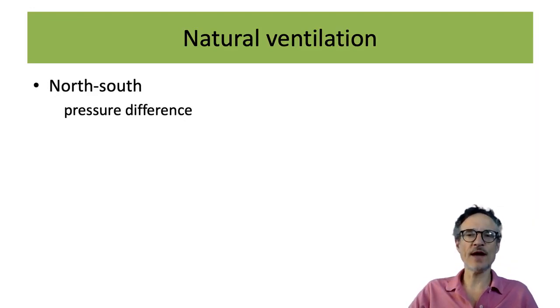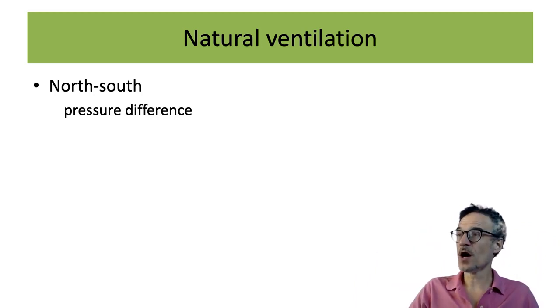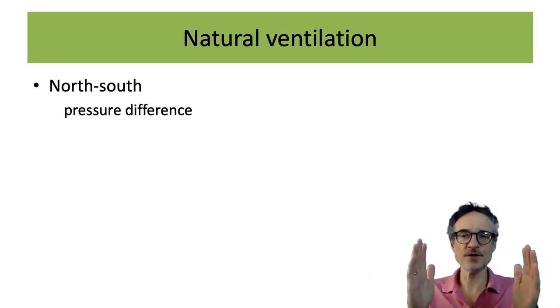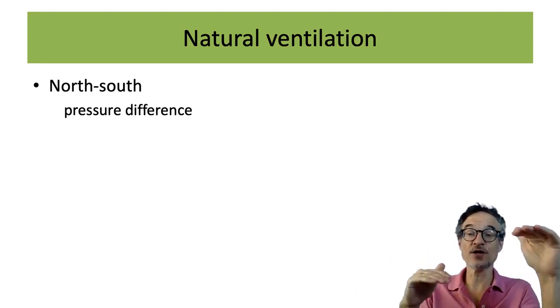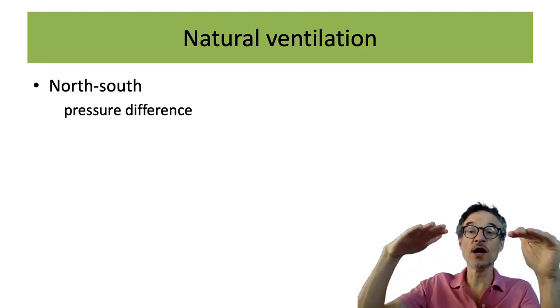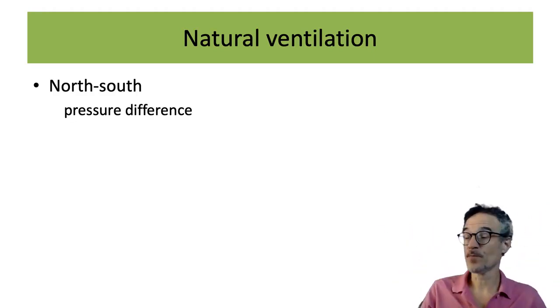For example, we could have an open window on 2 different sides of the house, and we usually get a pressure difference. So as the wind is blowing, often there's high pressure on one side of the house, lower pressure on the other. If we open the windows, air will go through from high pressure to low pressure.